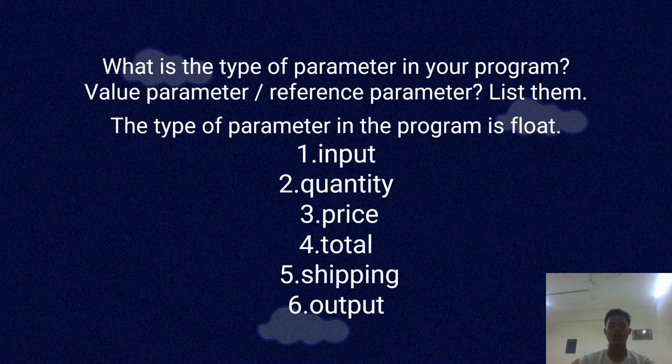What is the type of parameter in your program? Value parameter, reference parameter, list of them. The type of parameter in the program is float. The value parameters are input, then quantity, price, total, shipping, and output.